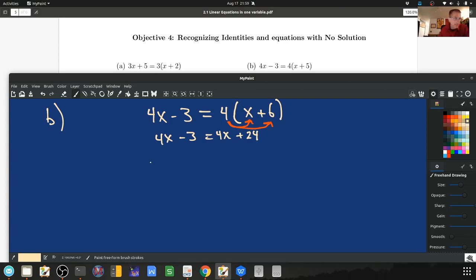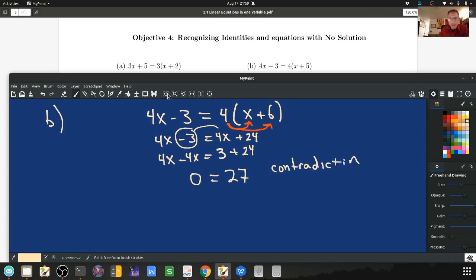So again, what are we going to get? I changed it to the wrong thing, people. That's okay. What are we going to get? I'm going to move the 4x to the other side. 4x minus 4x. And then the minus 3 is going to come over and become plus 3. And we're going to get another contradiction. 4x minus 4x is 0 is equal to 27. Another contradiction. Sorry about that, people.